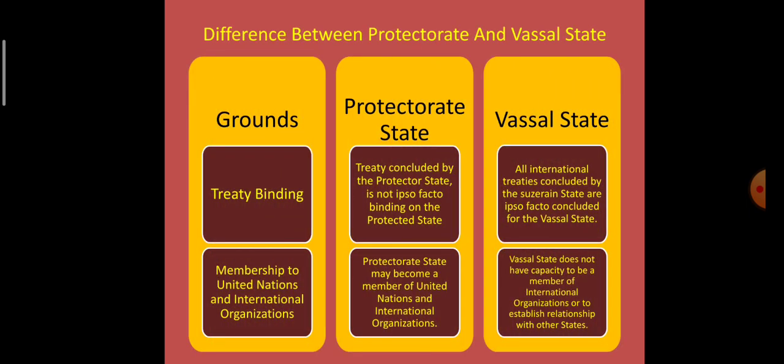On the grounds of treaty binding, a treaty concluded by the protector state is not ipso facto binding on the protected state, whereas in a vassal state, all international treaties concluded by the suzerain state are ipso facto concluded for the vassal state. In regard to membership of the United Nations and international organizations, a protectorate state may become a member, whereas a vassal state does not have the capacity to be a member of international organizations or to establish relationships with other states. So this was about protectorate and vassal states under the not fully sovereign states.